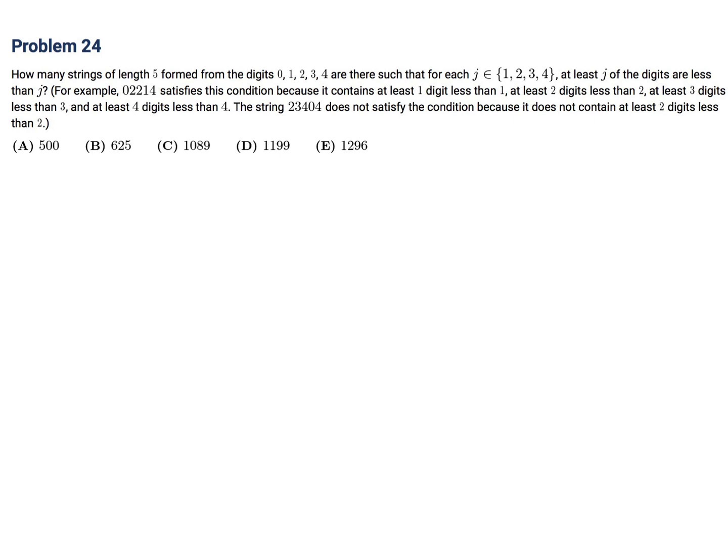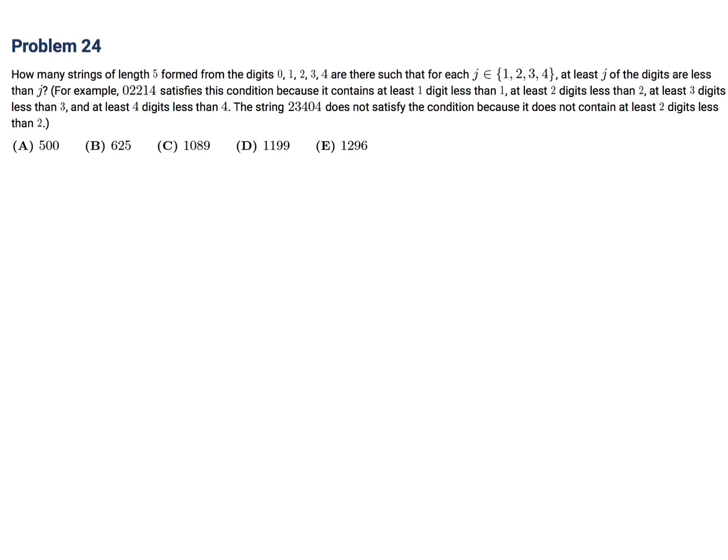How many strings of length 5 formed from the digits 0 through 4 are there such that for each j element of 1 to 4, at least j of the digits are less than j? For example, 0, 2, 2, 1, 4 satisfies the condition because it contains at least one digit less than 1, at least 2 digits less than 2, at least 3 digits less than 3, and at least 4 digits less than 4. The string 2, 3, 4, 0, 4 does not satisfy the condition because it does not contain at least 2 digits less than 2.